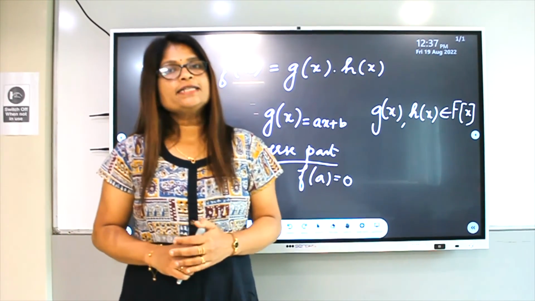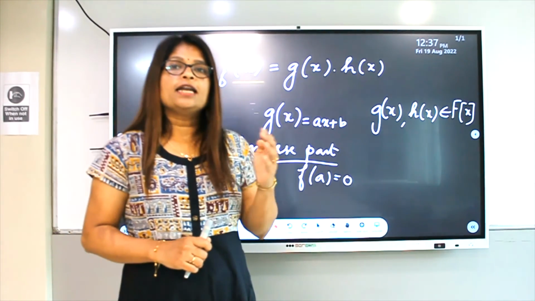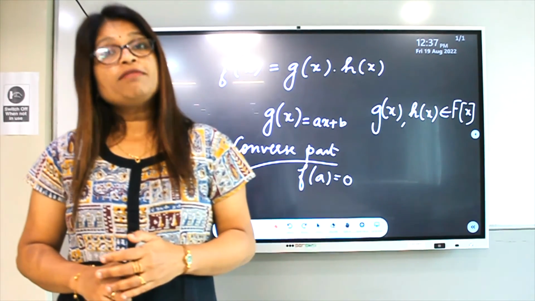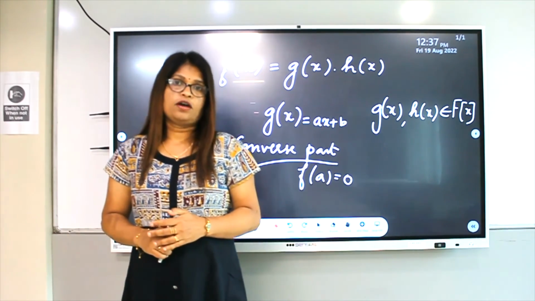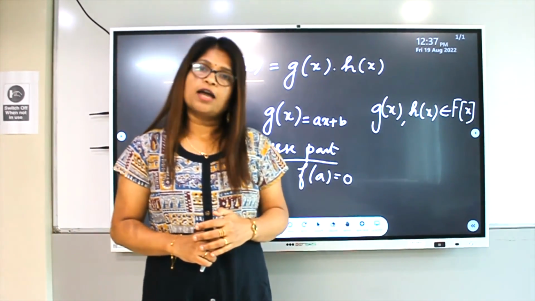The theorem was like this: if you have a field F and f(x) is a polynomial in F[x] with degree 2 or 3, then f(x) is reducible over F if and only if f(x) has a zero in F. So we have proved both parts so easily. Let us stop here and go to the next theorem.